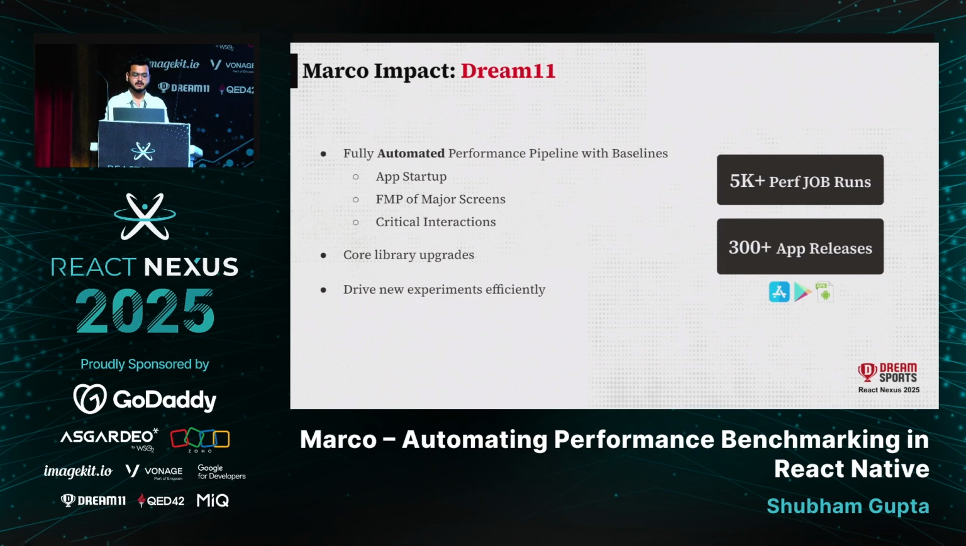And apart from tracking those core metrics, it also helps us to take some big decisions. So let's say in your app you're trying to integrate or maybe upgrade any of your core libraries. Then it also helps us see whether there is any performance degradation in those libraries or not, and we can take decisions accordingly. It also helps us drive new experiments very efficiently.